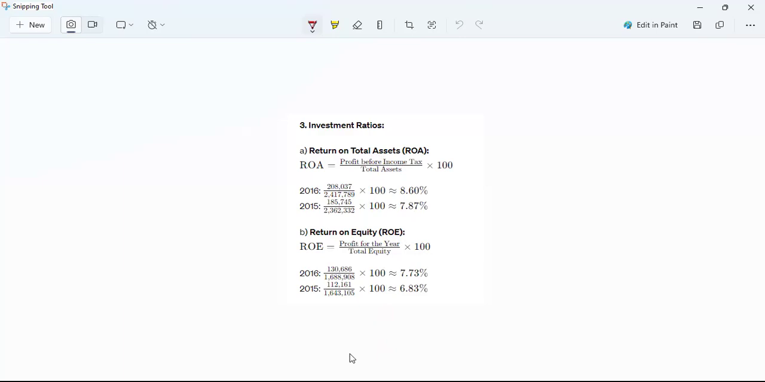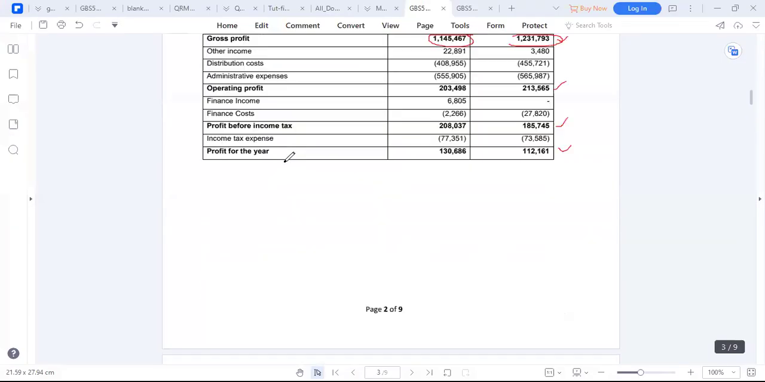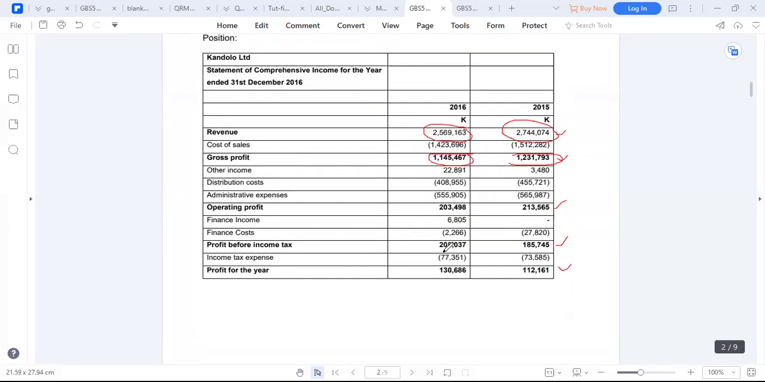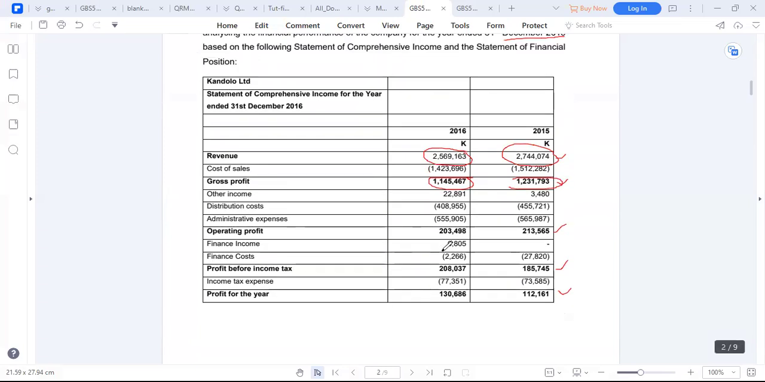So we go here. Profit before income tax over total assets. Mr. Collins, yes, please. The profit for the year, it's the same as profit after tax, no? Yes, this is profit after tax. That's the profit for the year after tax.